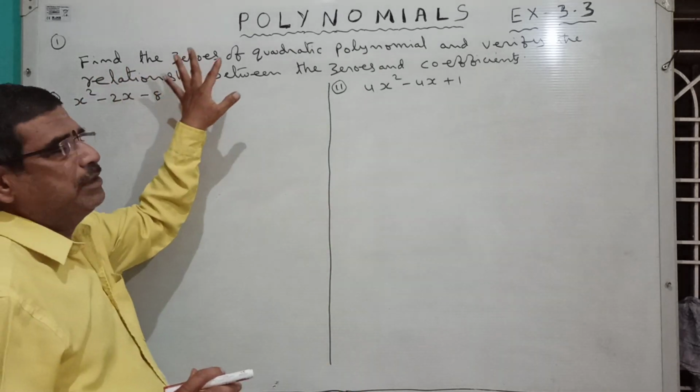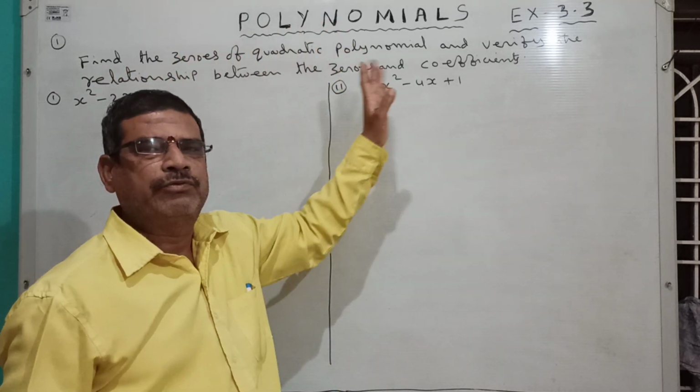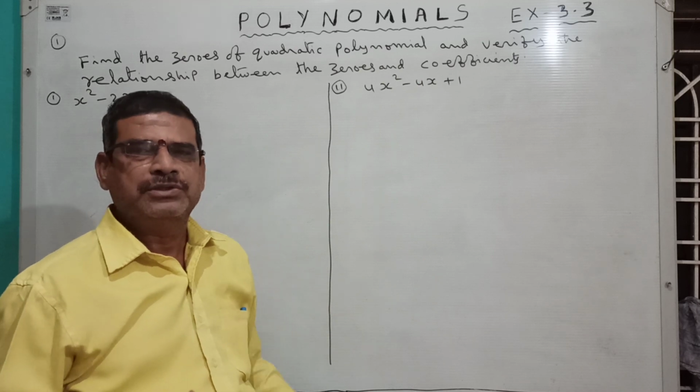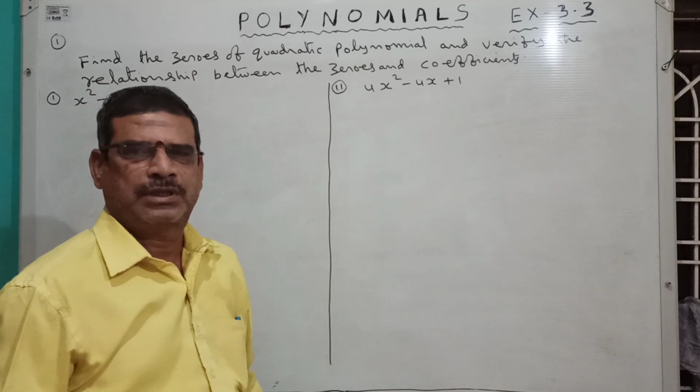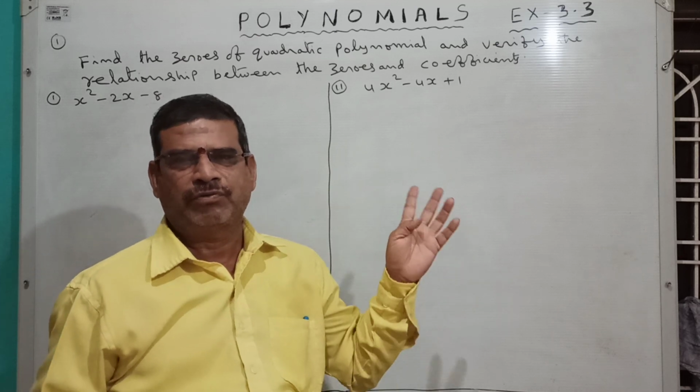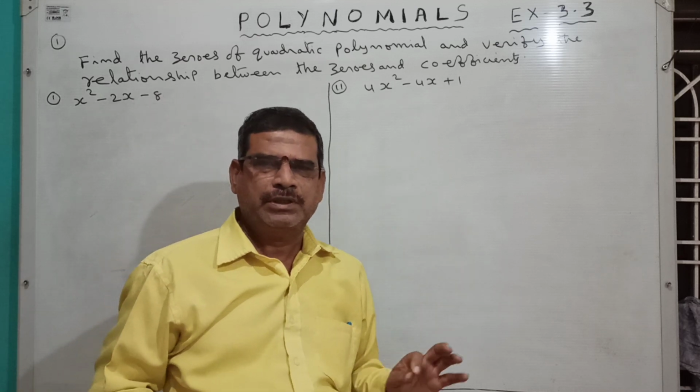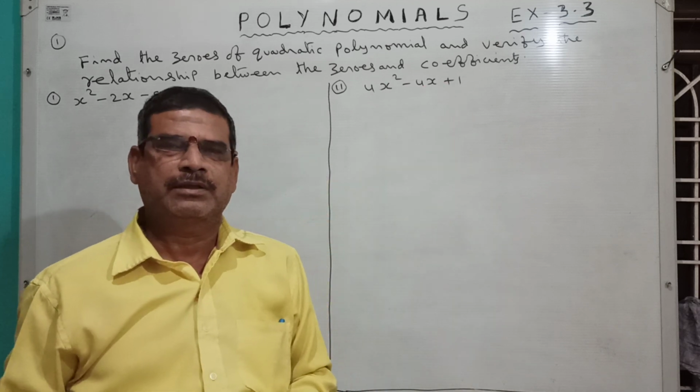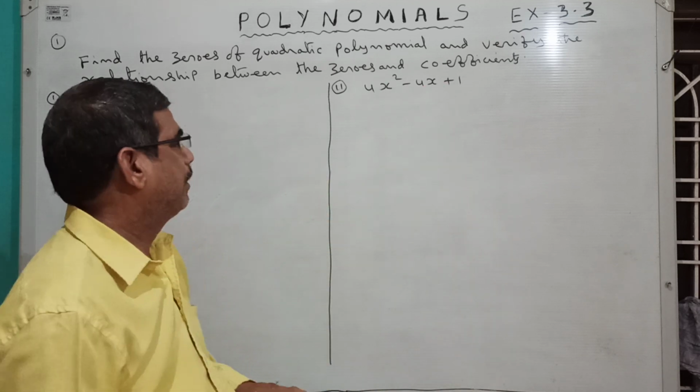So, find the zeros of the quadratic polynomial and verify the relation between the zeros and coefficients. So, we have to find the zeros of the polynomial and verify the relation between zeros and coefficients. I already told in the basic class what is a coefficient and what are zeros. Once again, now I am telling those concepts.